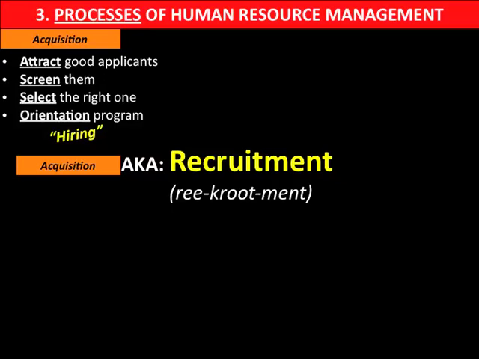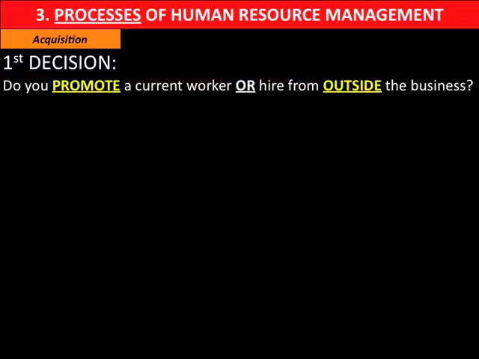So the acquisition process has a few decisions that need to be made. The first decision is, do you promote a current worker to the job, or do you hire someone from outside the business? Now, these have their advantages and disadvantages, and I'm really going to focus on the advantages and disadvantages all through this processes section, because this is where you get the marks. This is kind of evaluating which one is the best one, especially for Section 3. Section 3, you have to write a business report where you have to make recommendations. What are those recommendations going to be based on? Not just the definitions of these things, but on which one is right for that business.